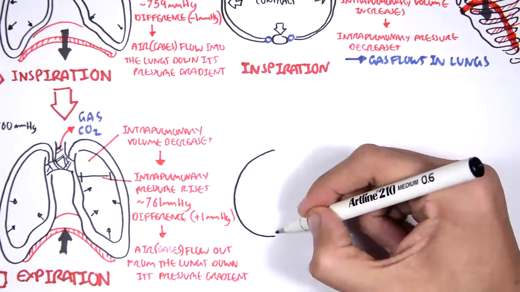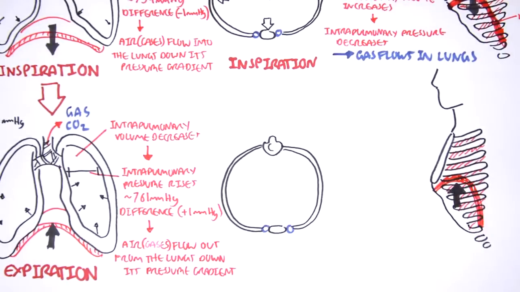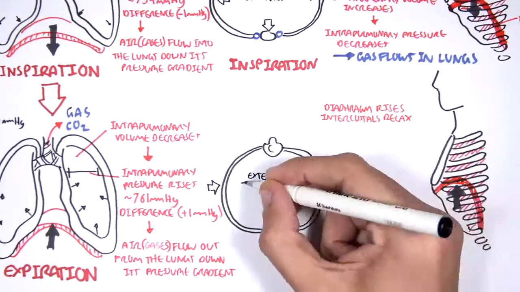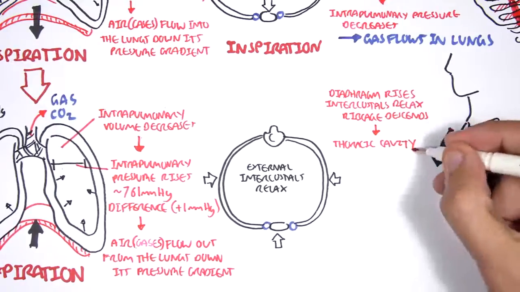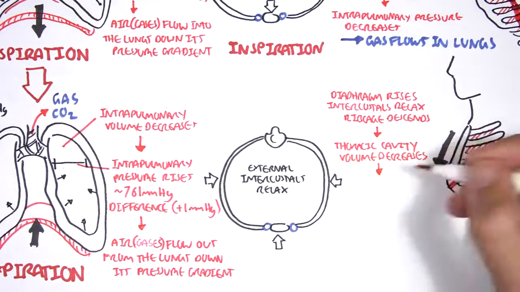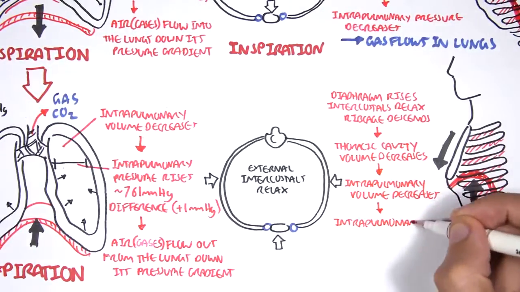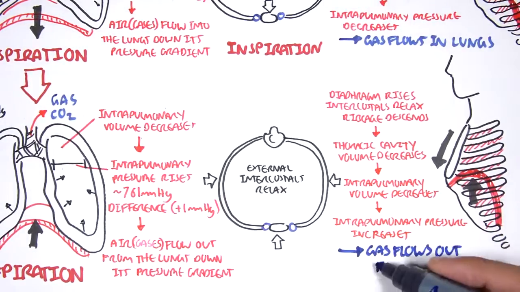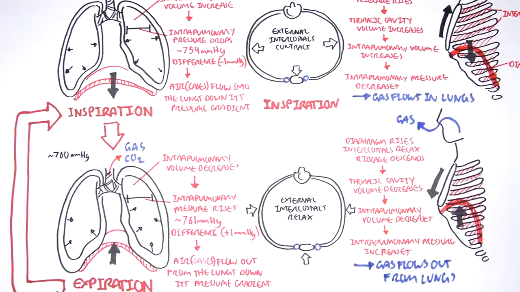Then we have expiration. In expiration, the diaphragm will rise and the intercostal muscles will relax. And so the thoracic cavity will shrink, and the rib cage will descend. So the thoracic cavity volume will decrease. This will cause the intrapulmonary volume to decrease, which will cause the intrapulmonary pressure to increase. And so gas will flow out from the lungs, from a higher pressure within the lungs to a lower pressure outside of the lungs in the atmospheric pressure.